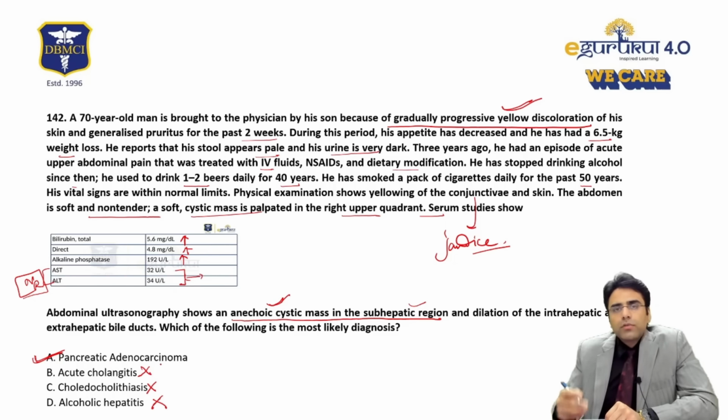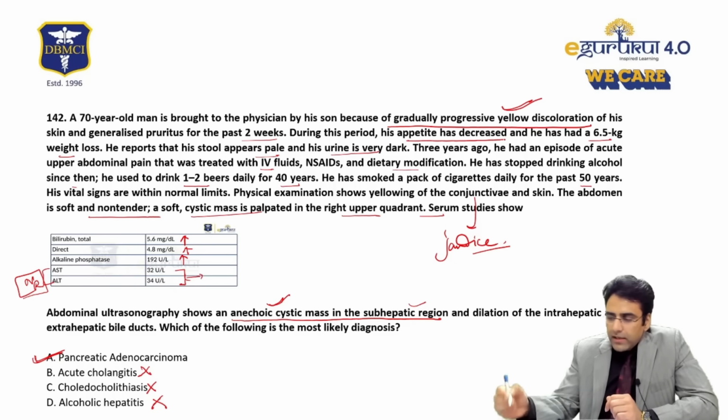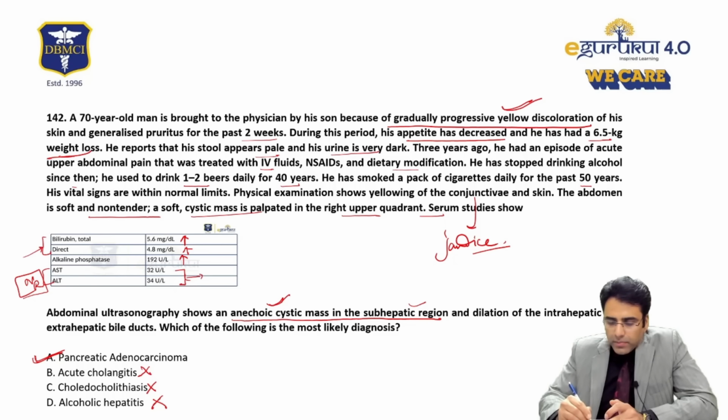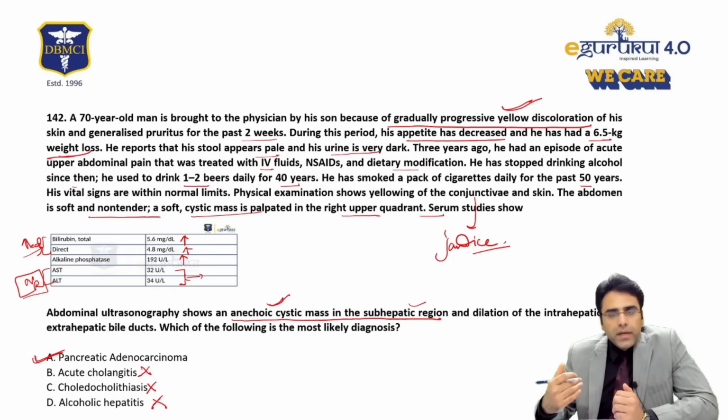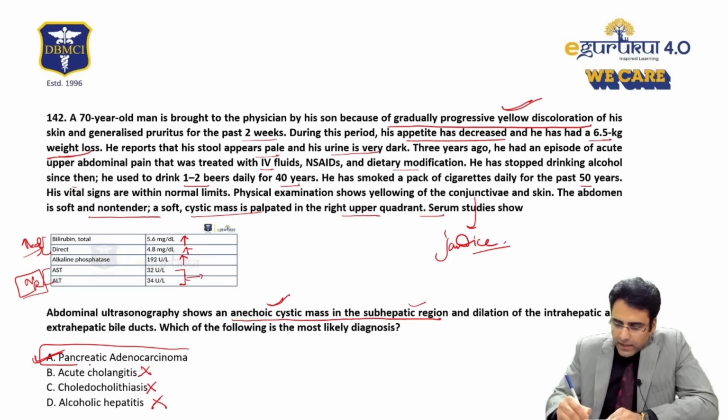Now, pancreatic adenocarcinoma, what are the positive points which are in favor of this? Smoking, alcohol, they are risk factors for pancreatic adenocarcinoma. After that, decrease in appetite, as is written in the question, and weight loss, these are features of malignancy. Clear? Obstruction of the bile duct is clear by the fact that the bilirubin and direct bilirubin are raised. So this is a case of obstructive jaundice with weight loss, with anorexia, loss of appetite, with gradually progressive yellowish discoloration of the skin. So it goes towards the diagnosis of pancreatic adenocarcinoma.